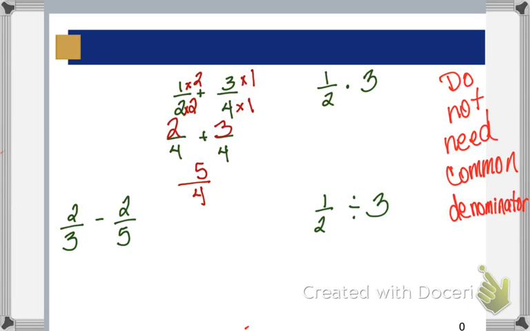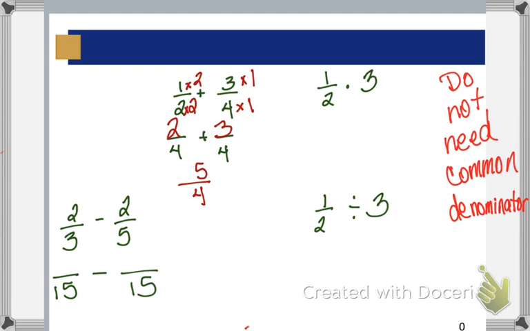Now, we're subtracting fractions. 2/3 minus 2/5. What's my LCD? 15. There's a couple of different ways that we can get to 15. The laziest way is that we multiply 3 times 5. 3 times 5 is 15. You will always get a common denominator if you multiply your two denominators together. You always will. It'll be common. It may not be the least common, but it'll always be common.